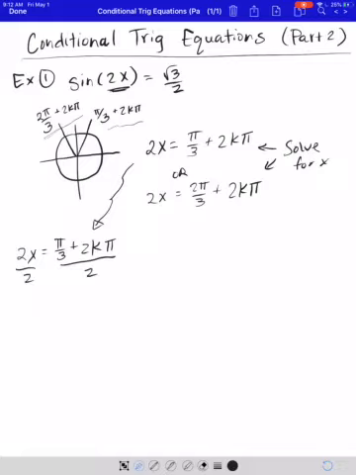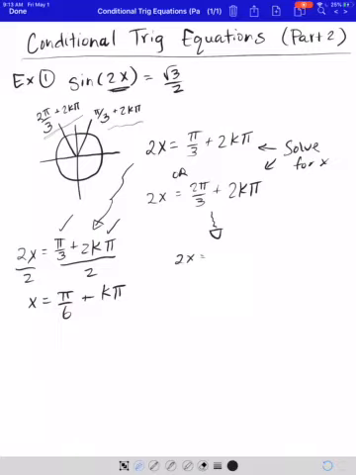So that's going to give us x is equal to, and notice on the right hand side, both of these terms, pi over 3 and 2k pi, both of them will be divided by 2. So if I take pi over 3 and divide by 2, that's going to give us pi over 6. And then 2k pi divided by 2 is going to give us k pi. So we end up with x is equal to pi over 6 plus k pi. Well, now let's do a similar thing for our second set of solutions.